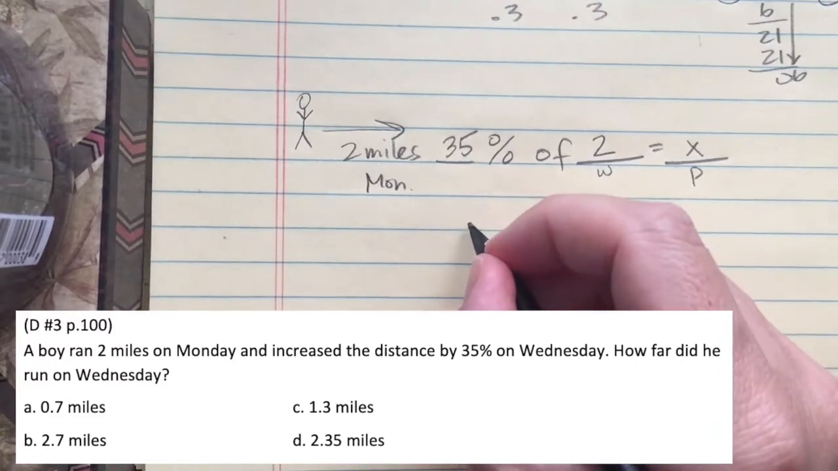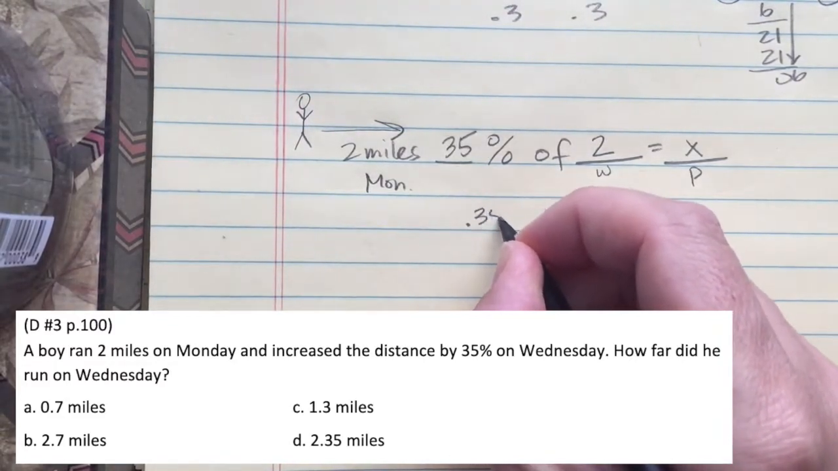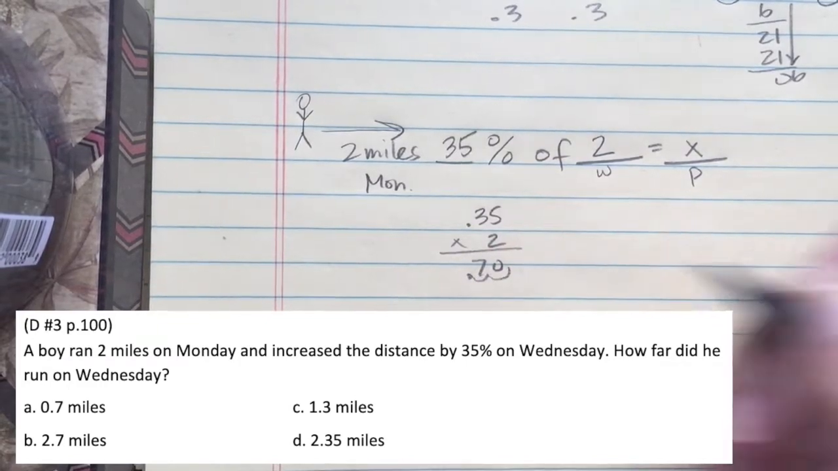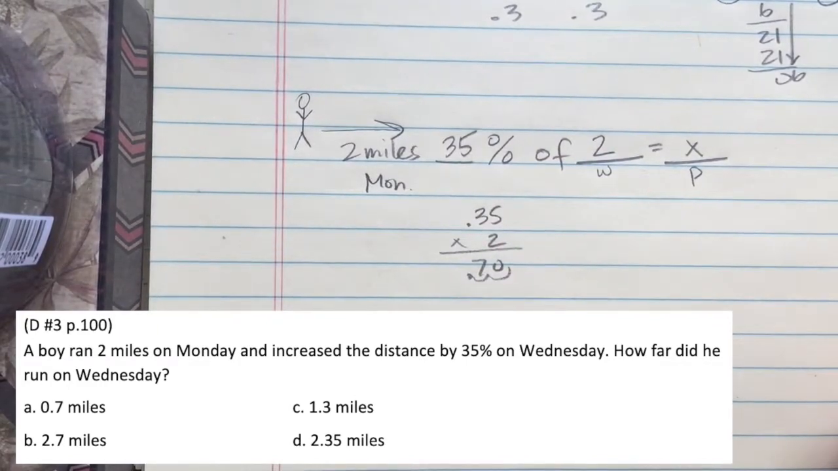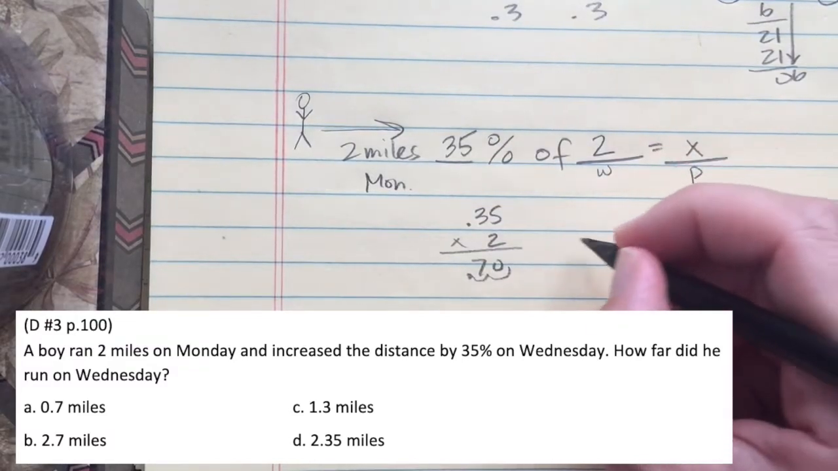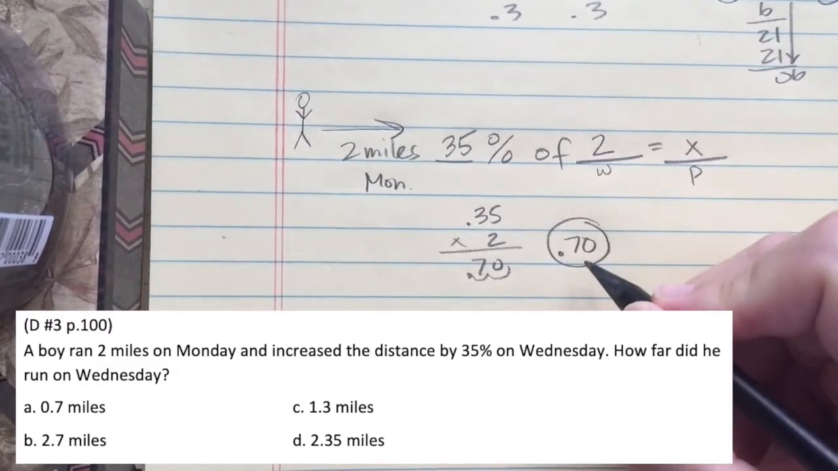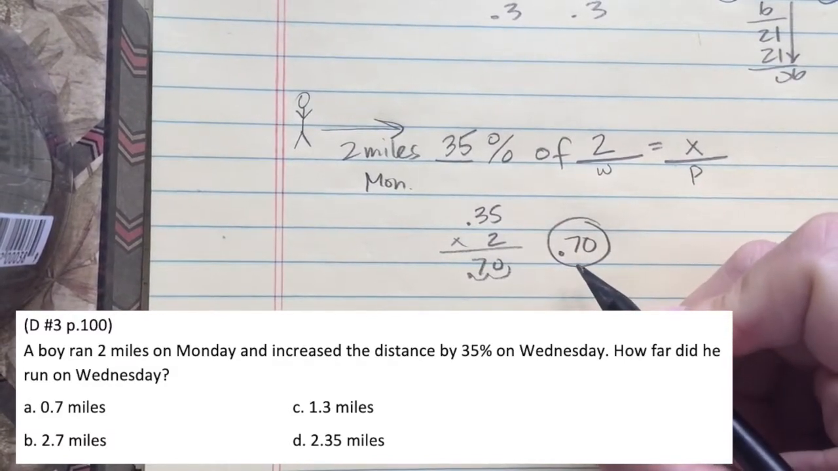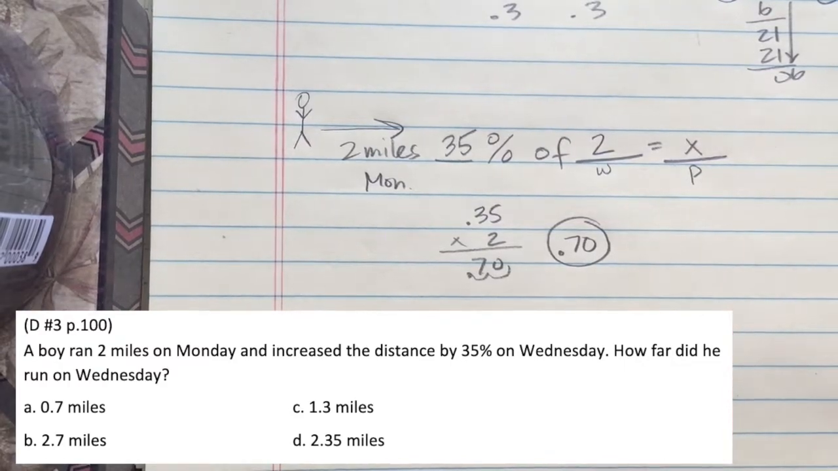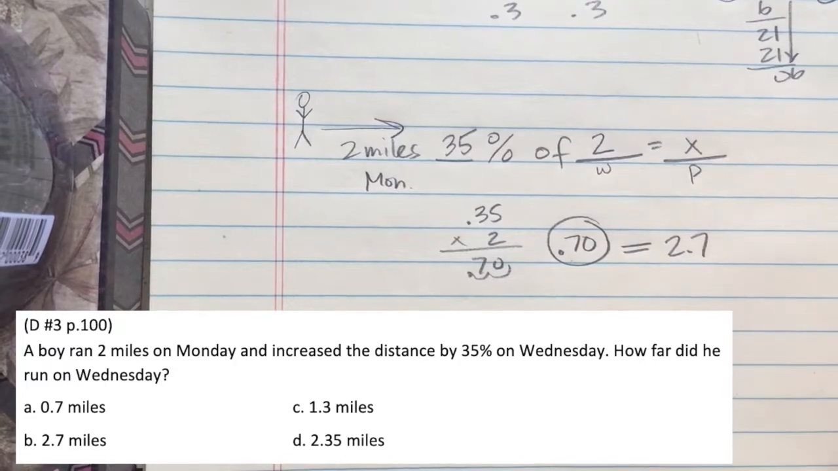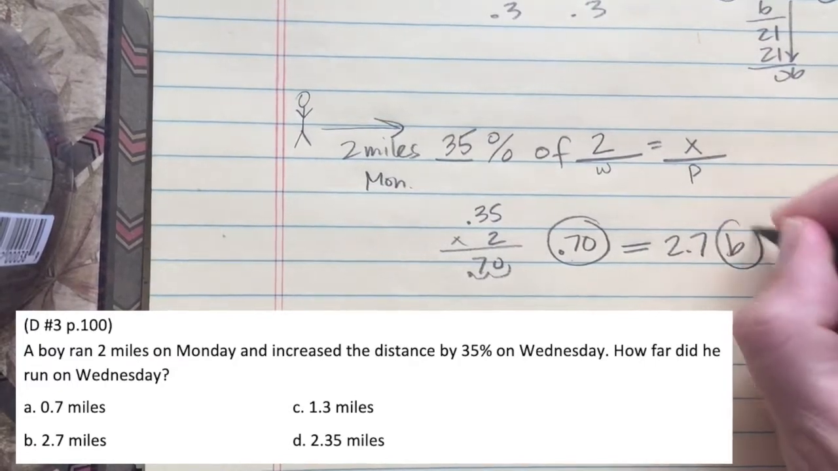Okay, so now I'm going to do 35% of 2, so 0.35 times 2, get 70. So he ran 35% further, represents 0.7 miles. So the total distance that he ran on Wednesday was 2 miles plus an additional 0.7 miles. So the answer would be 2.7. So your answer is B.